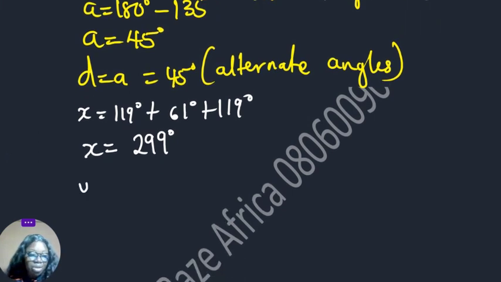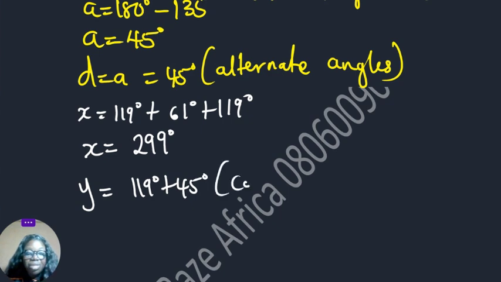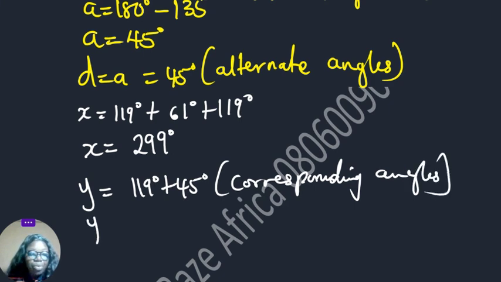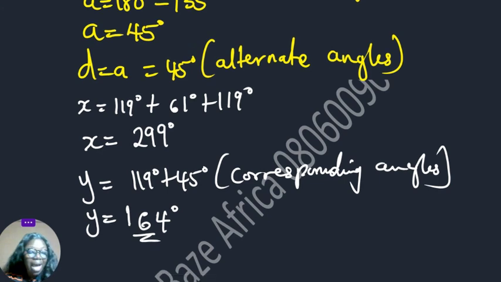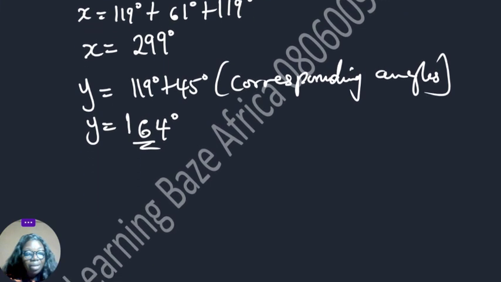119 plus 45, that's corresponding angle. So 119 degrees plus 45 degrees. The reason is corresponding angles. So Y will be equal to 164 degrees. So that is the value of Y. Having learned corresponding angles, alternate angles, vertically opposite angles, and adjacent angles, you should be able to find the missing angles on parallel lines.